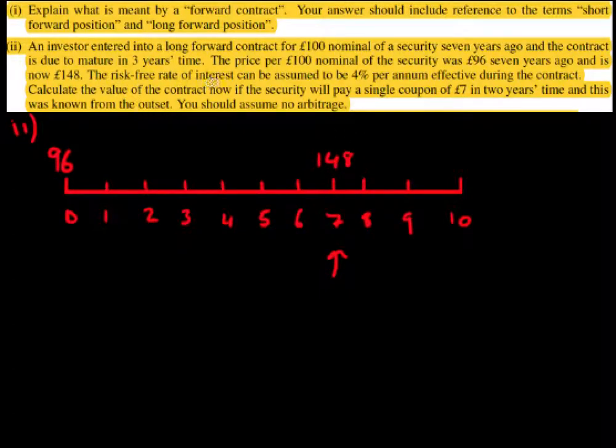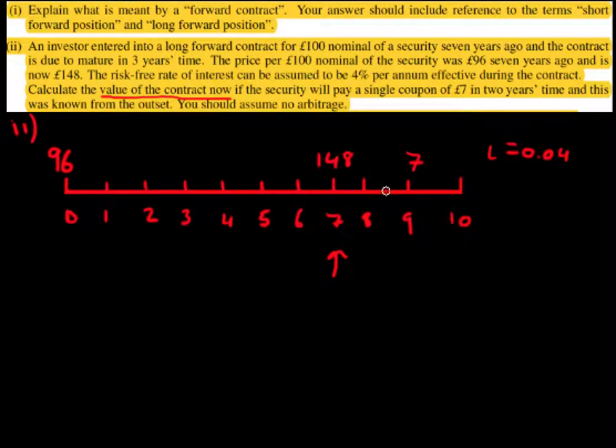Okay, and the risk-free rate of interest can be assumed to be 4% per annum. So i will be 4%. That's an effective one during the contract. Calculate the value of the contract now. So we want to know the value of the contract now. This is interesting: the security will pay a single coupon of £7 in 2 years' time. So we're over here, £7 is over here, and this was known from the outset, which is also important to know because it's going to affect our equations.